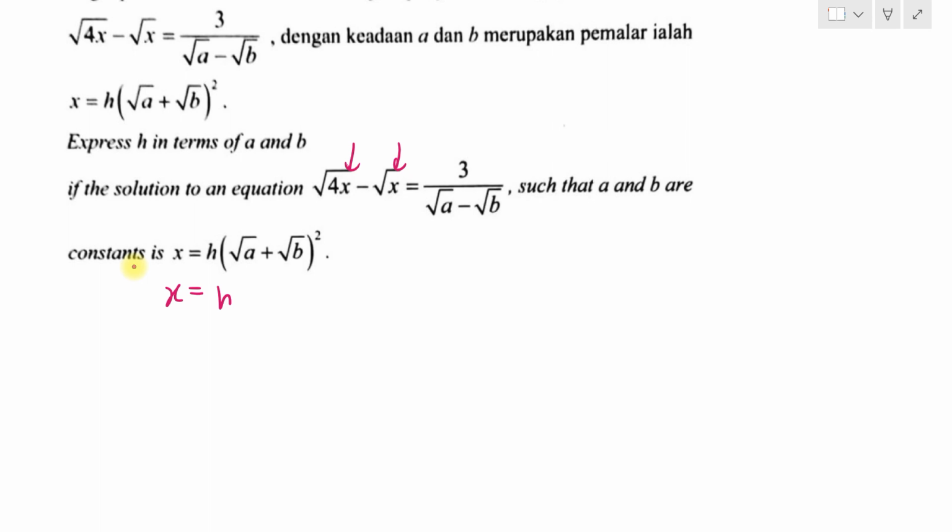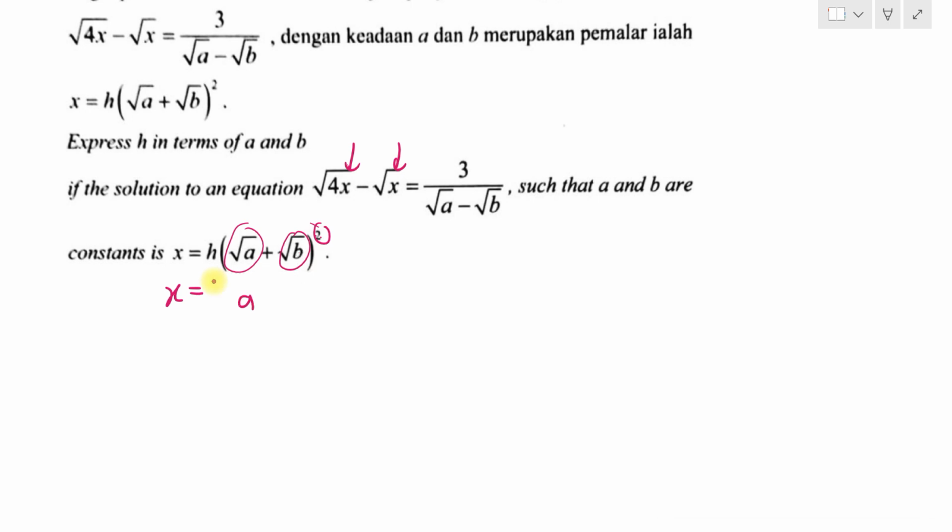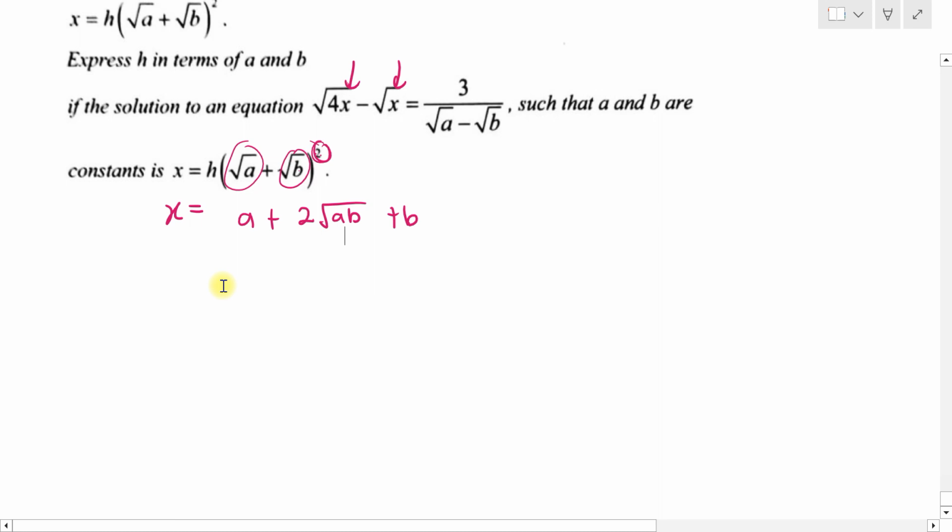X h. Square means what? This part squared, you get A only. This part squared, you get B only. 2 square root A square root B, 2 square root AB. I square this first. You will get A plus B, and in the middle, 2 is the only whole number. A and B are surds, so they are multiplying inside.